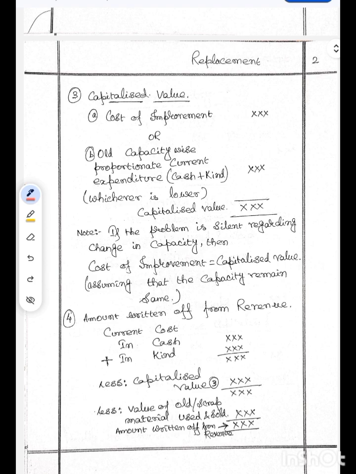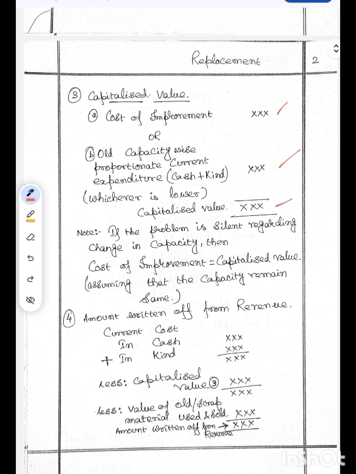After these two we come to calculation number 3, that is capitalized value. What amount is to be capitalized? Here we have to consider two things: the cost of improvement, and the old capacity wise proportionate current expenditure, that is cash and kind. Out of these two, whichever is the lower amount is called capitalized value.